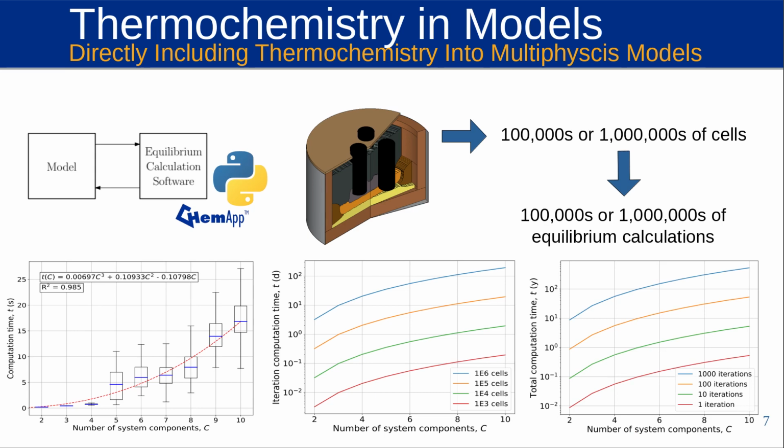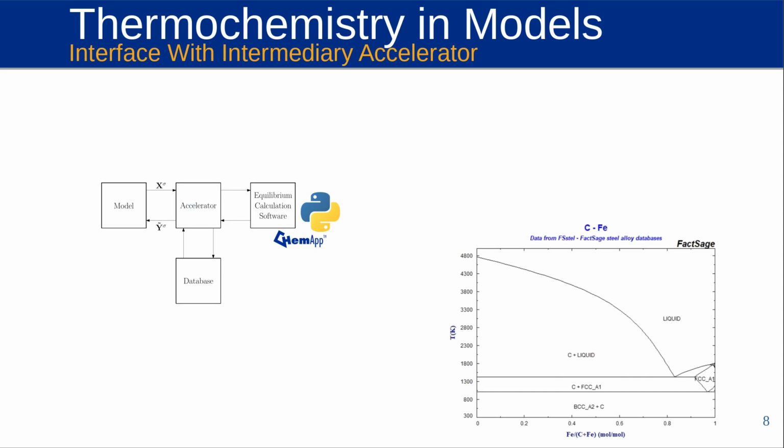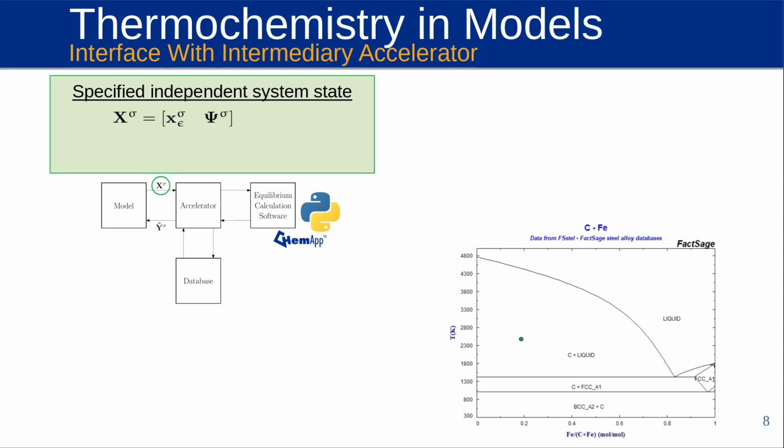To address this problem, we wanted to develop an equilibrium calculation accelerator. So how will we interface with this accelerator? Well, we first look at the carbon and iron system as an example. The model will provide the accelerator with a specified independent system state, which consists of the composition as well as the non-compositional potentials, such as temperatures and pressures.